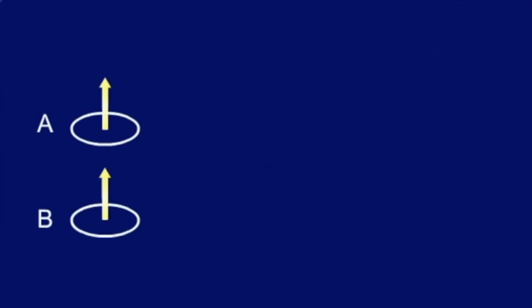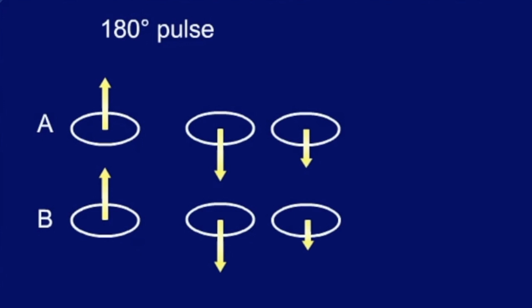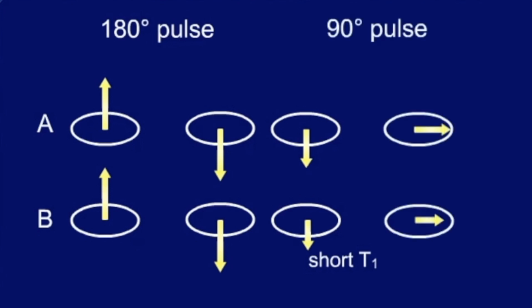Let us now compare two tissues with a different T1. Before the 180-degree pulse, there is no difference. After the 180-degree pulse, we can see that tissue B goes back to its original longitudinal magnetization faster, thus has the shorter T1. After the 90-degree pulse, we can measure, receive the new transversal magnetization, which in this example is less for tissue B with the shorter T1.